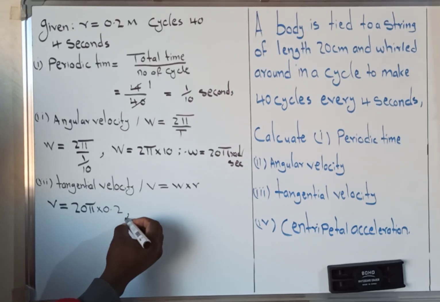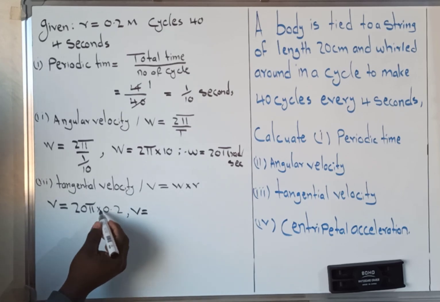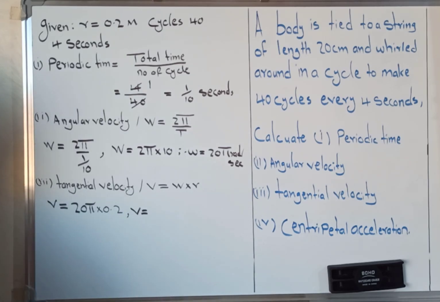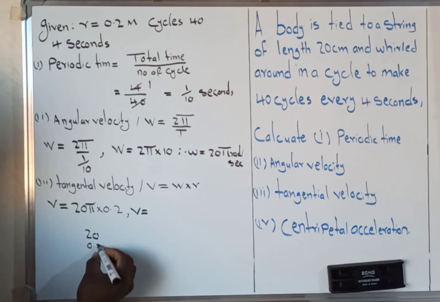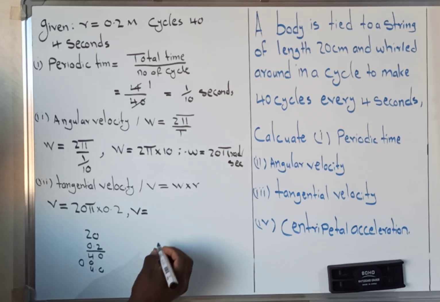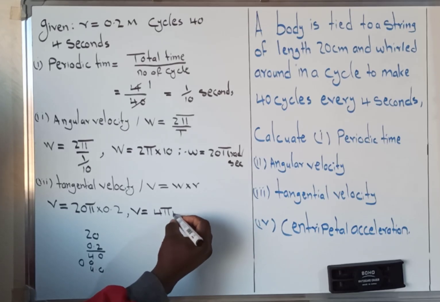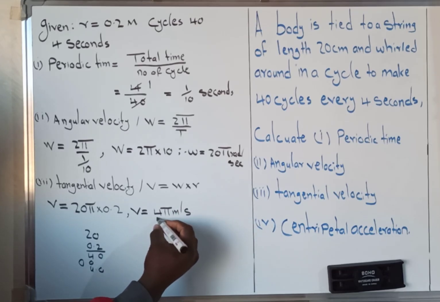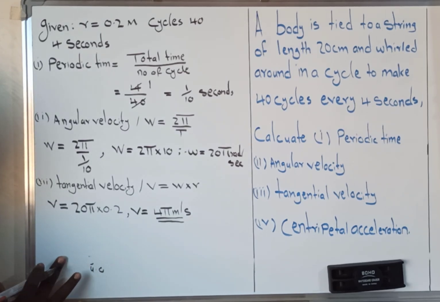So this is what we have. So we have v equal to 20 times 0.2. Well, 2 times 2 is 4, and we have the zero and the decimal point, so the answer is 4 pi. Therefore 4 pi meters per second. So this is the answer we have for tangential velocity.